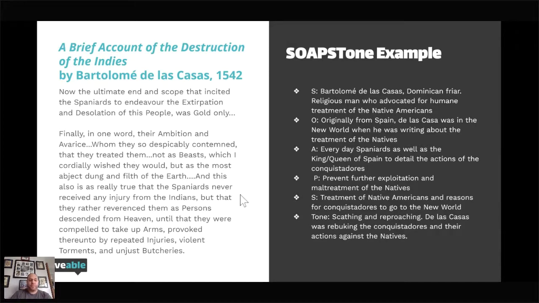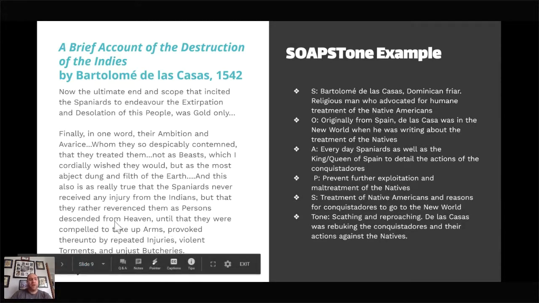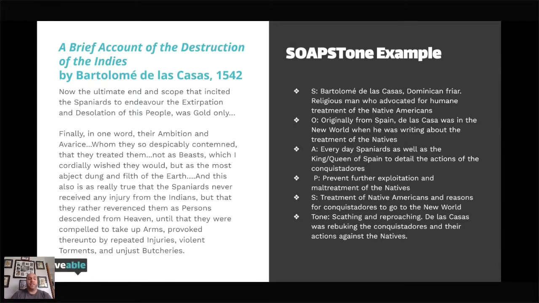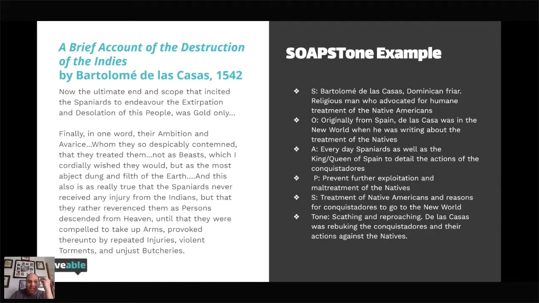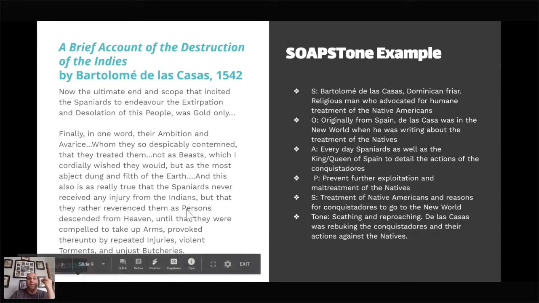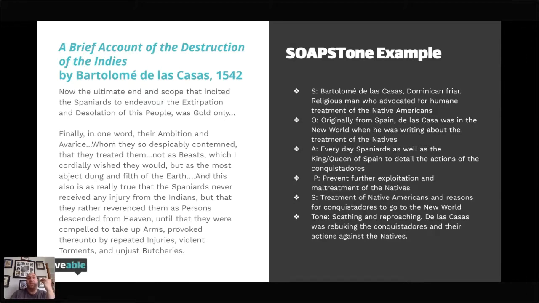So greed is there. But down here at the end, where it's talking about how the Indians are compelled to take up arms, provoked thereunto by repeated injuries, violent torment, and unjust butcheries. That's very, very vivid language. It brings to mind a very clear picture of how the natives were treated by the conquistadores. They were attacked. They were sometimes raped. They were sometimes torn apart. They were treated as slaves. They were treated horribly, not like humans. So the tone here is very easy for me to see.